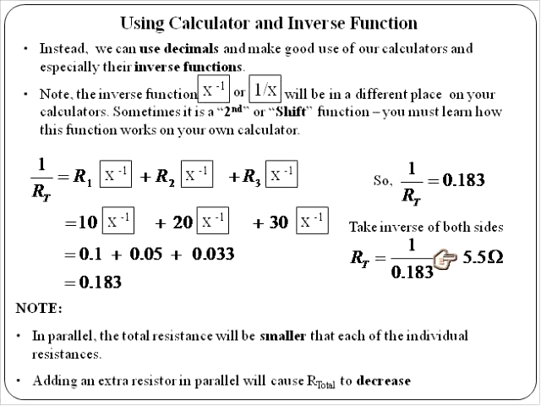Now, again, some notes. When resistors are connected in parallel, it turns out that the total resistance is actually smaller than any of the individual resistors. Here, we had a 10 and a 20 and a 30 put together in parallel, and the total resistance is only 5.5. That was less than any of the individual resistors by themselves. Now that's kind of counterintuitive, isn't it? That doesn't really make a whole lot of sense.